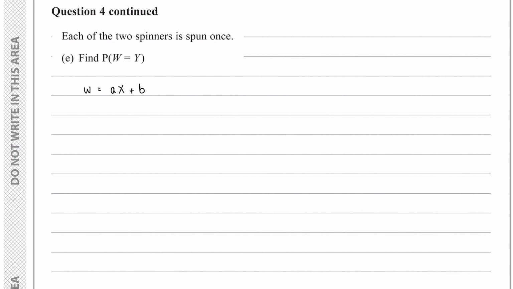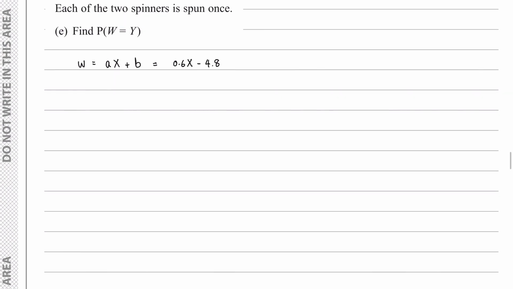Here's the last part of question 4. Each of the two spinners is spun once. Find the probability of W equals Y. Since we know that W equals aX plus b, and we've just got a and b from the previous problem, we can rewrite W as 0.6x minus 4.8. Here are the values of X.